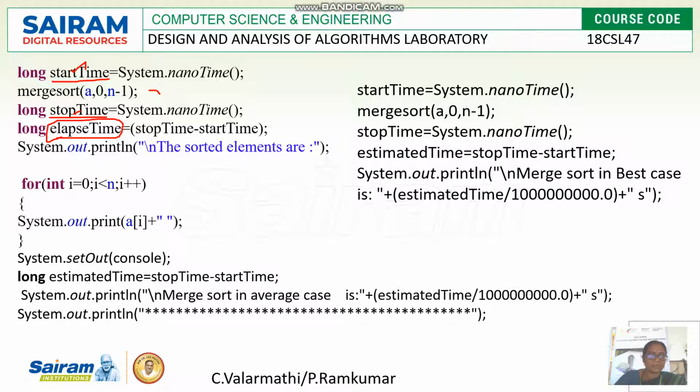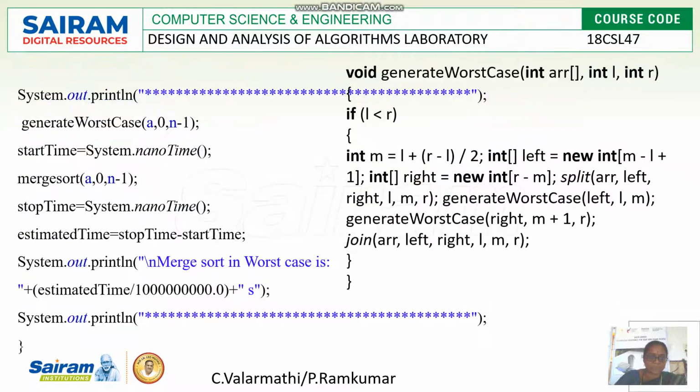Then using the stop time and start time, we are going to perform the average case and worst case. Here start time is equal to System.nanoTime, and stop time is also System.nanoTime, and the difference between stop time and start time is calculated as the estimated time. And for the worst case, it is called with a method called generateWorstCase. So merge sort will be called again.